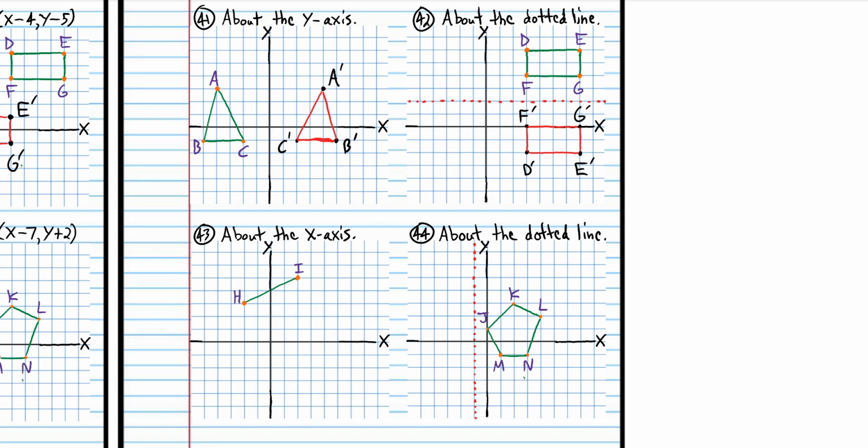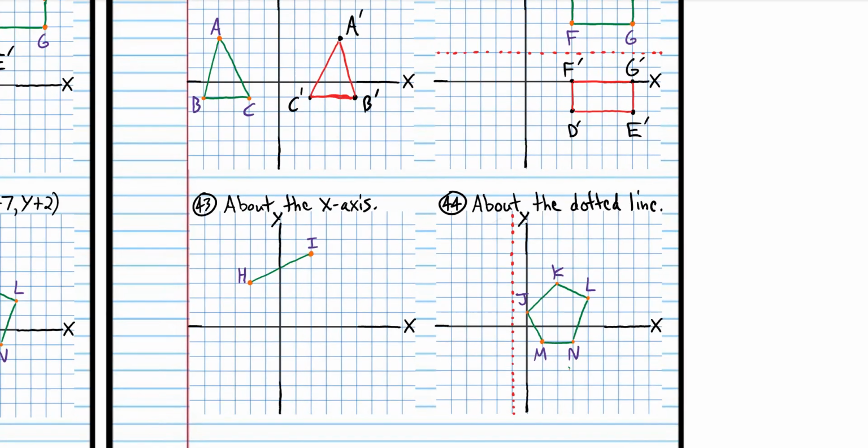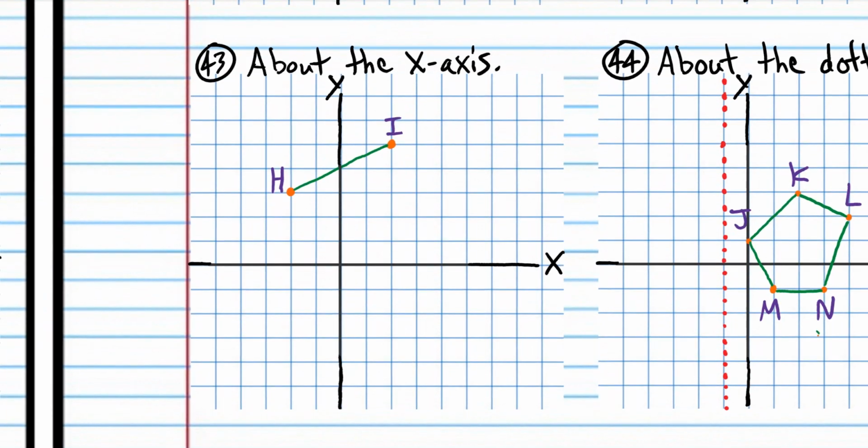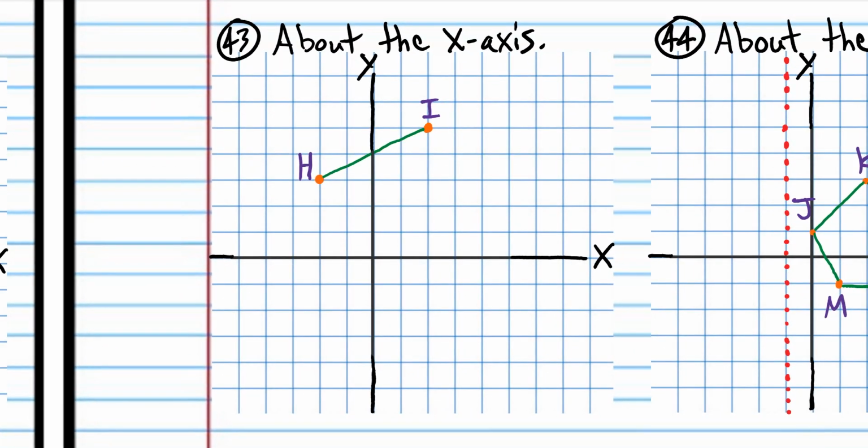All right, we're back. So we're reflecting about the x-axis. So what you're going to do is count 1, 2, 3, 4, 5 units to the x-axis. So you're going to go past 5 units, 1, 2, 3, 4, 5. And that is your point for I prime.